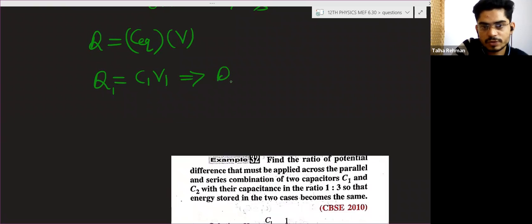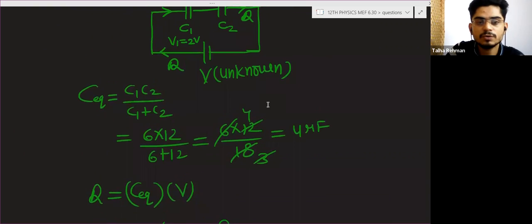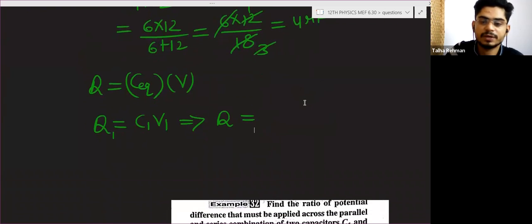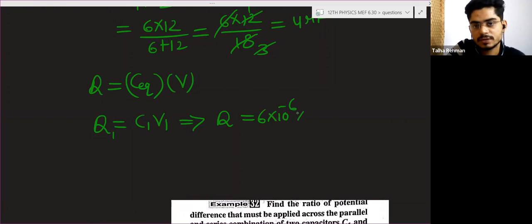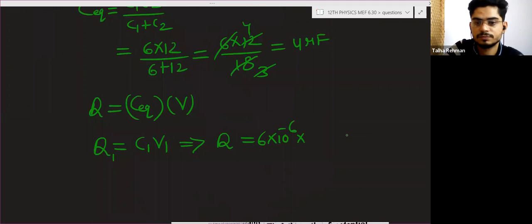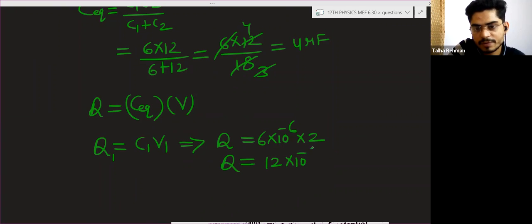You can write from here: Q1 is equal to Q, and C1 is equal to 6 microfarad, and V1 we know, 2 volt. So Q will become 12 into 10 to the power minus 6 coulomb. So now we have Q.